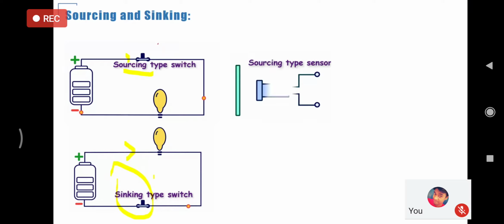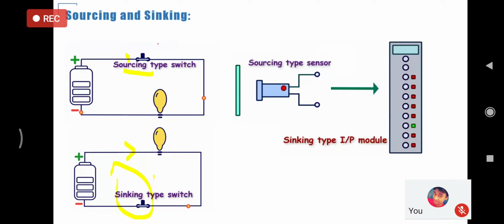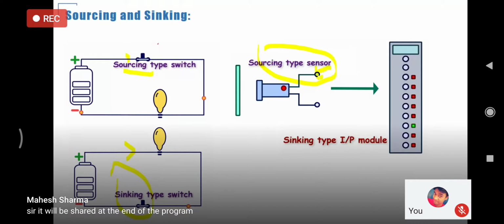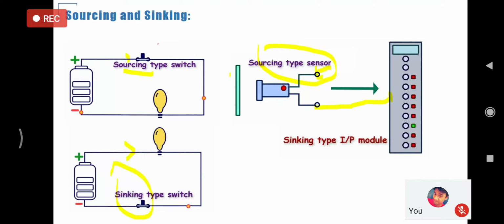The same terminology we can use to denote sinking and sourcing type input and output modules for a controller. If one has understood this circuit diagram terminology, it would be very clear how a sensor can be defined as a sourcing or a sinking type. If a sensor is a sourcing type, then the input module required would be a sinking type, since the power first has to travel to the switch, because here the sensor is acting as a switch only, and then it will go to the modules.